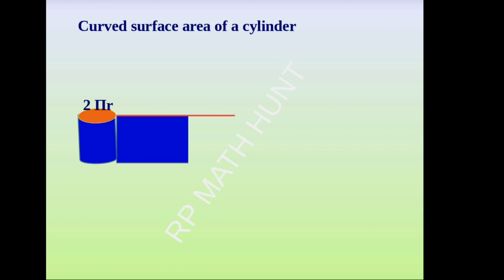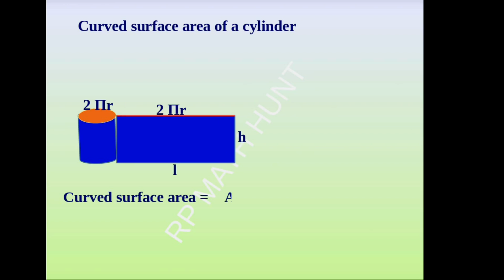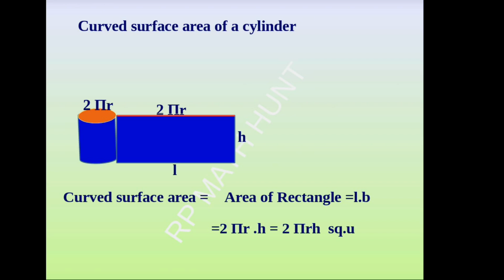Curved surface area of a cylinder. Now this unwrapped part is nothing but a length into breadth rectangle. Curved surface area is equal to area of rectangle, that is equal to L into B. L became 2 pi r into H. Breadth became H. 2 pi r H is its curved surface area.